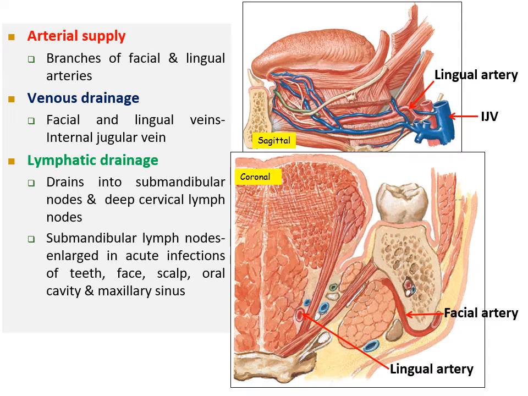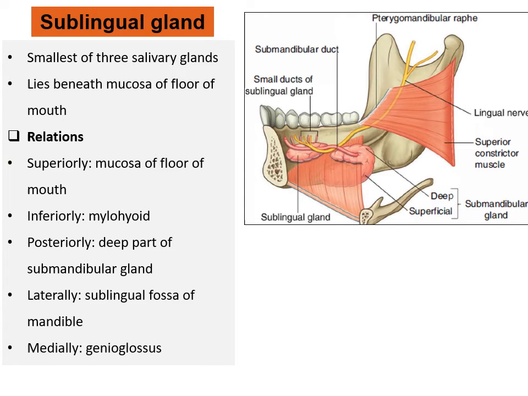We will move on to the next slide. Now we will discuss another salivary gland, which is the sublingual gland. This is the smallest of the three salivary glands. You can see the position of sublingual gland here. Where is it located? It is located in the floor of the mouth, deep to the mucosa.